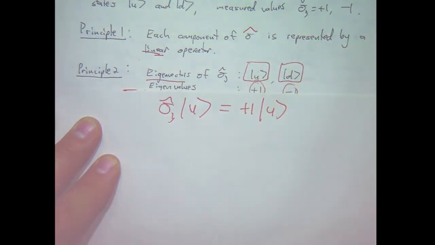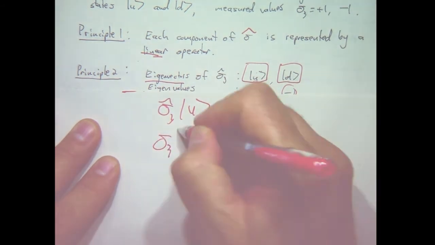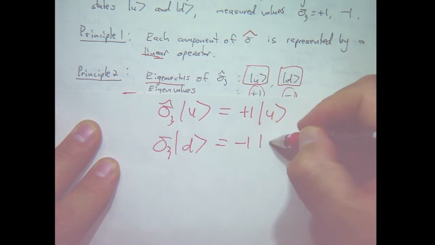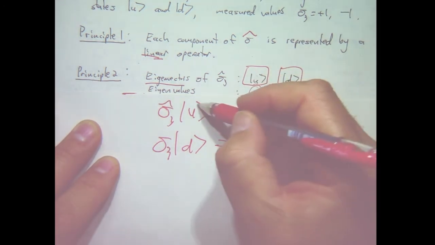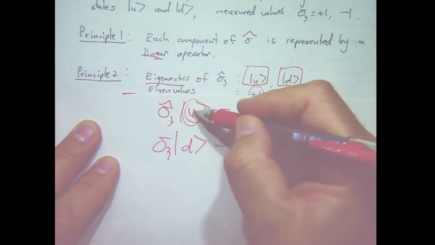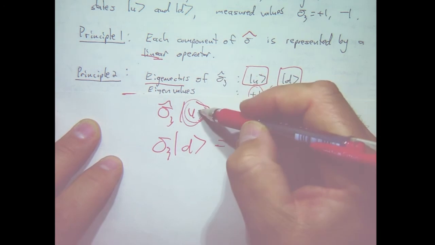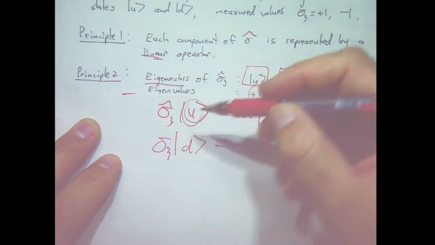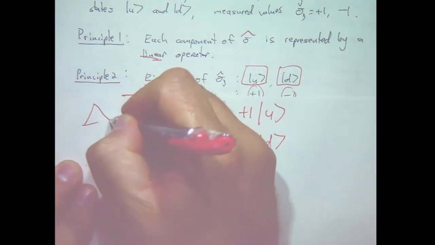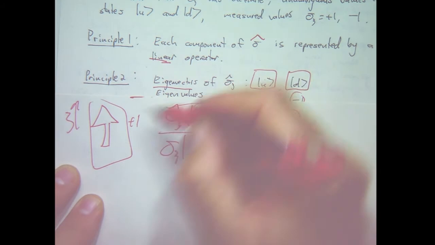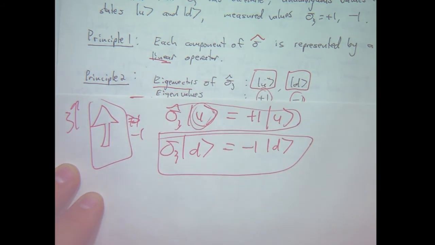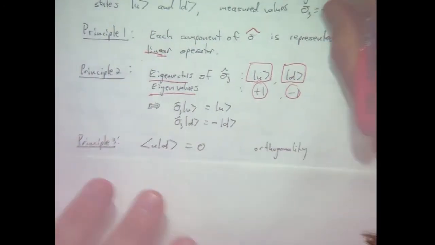If you remember, you did the exercise. But what is this minus 1 for? Sigma z operating on the down vector is minus 1 times the down vector. Why is it minus 1? Why can't it be 1? Because the eigenvalue is the result of the experiment. When you measure the up direction and the result is plus 1, you're doing that. If you do this, and the result is minus 1, you're doing that. So somehow the eigenvalues encode the result? Yes. The eigenvalues encode the possible results. And the last principle, obviously, is orthogonality.